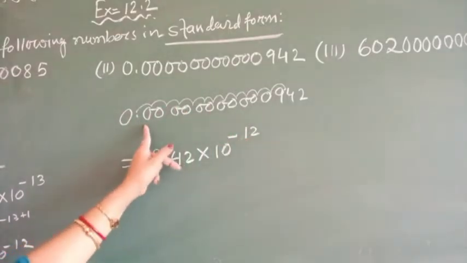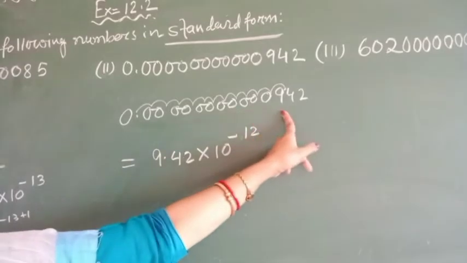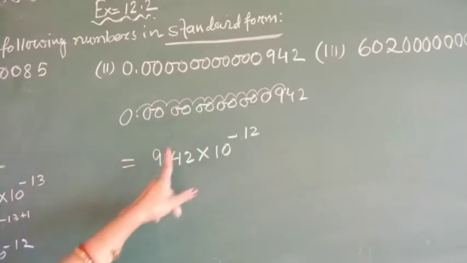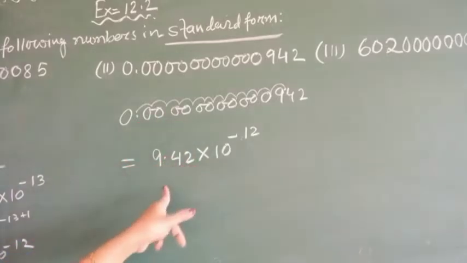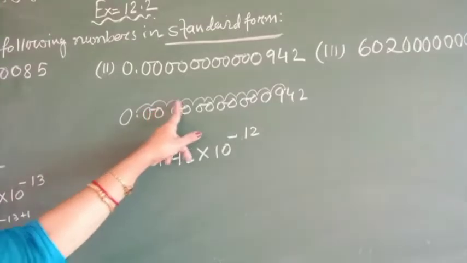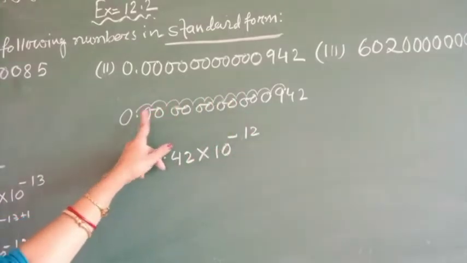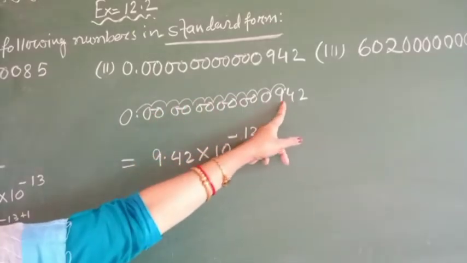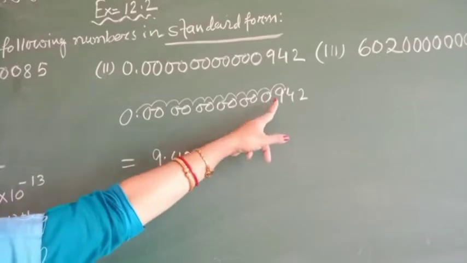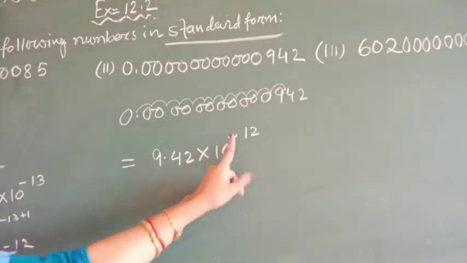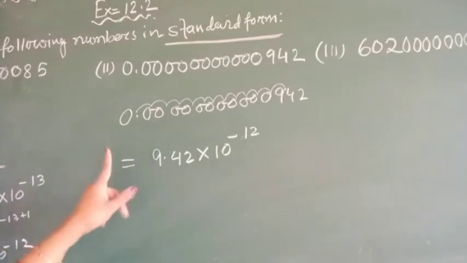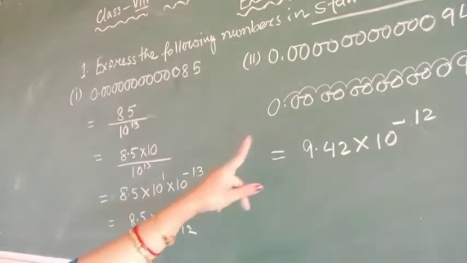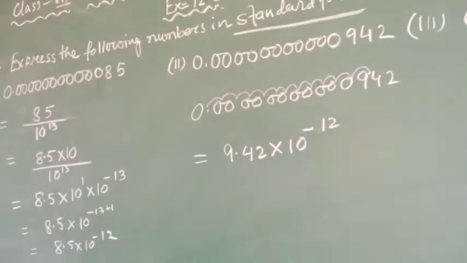The number was a very small number, and now I am giving 9 point something. As it is a very small number and I am expressing it in a whole number form, 9.42, the point is moving from here to the right side. How many places? 11 zeros are there, then one digit also I have to take to express it in standard form. So 9.42 into 10 to the power minus 12. I think it will be easy for you. If you want to find the reason, I have explained it here. So whichever process is easier for you, you can follow that one.